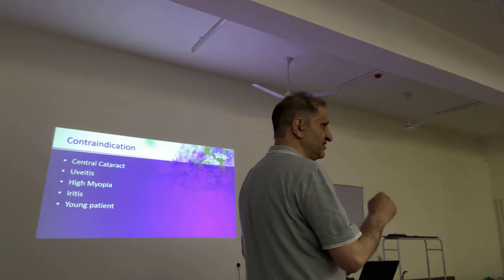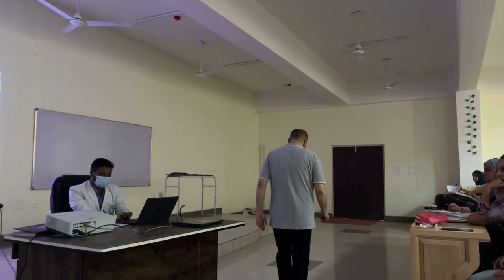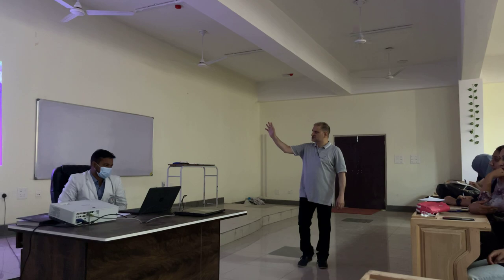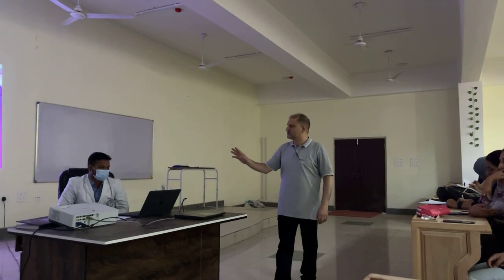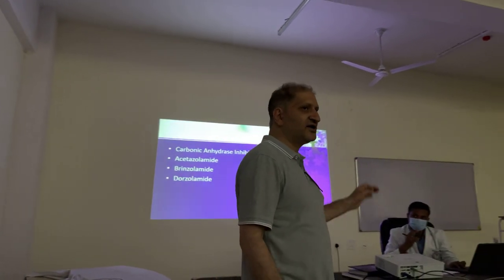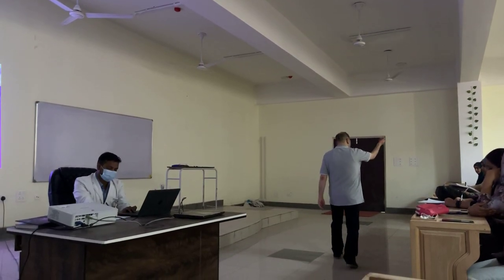And which other drugs should not be given in uveitis? Prostaglandins. Yes. So now we have other drugs that follow in the medication. It has three drugs: acetazolamide, brinzolamide, dorzolamide. The number one drug, acetazolamide, is what? That is systemic. That is given orally, in tablet form. And brinzolamide and dorzolamide are what? They are topical drops.